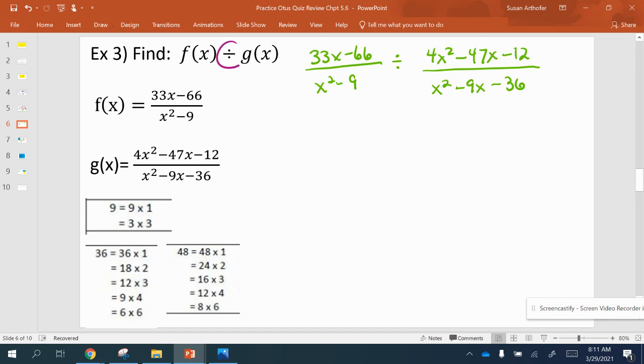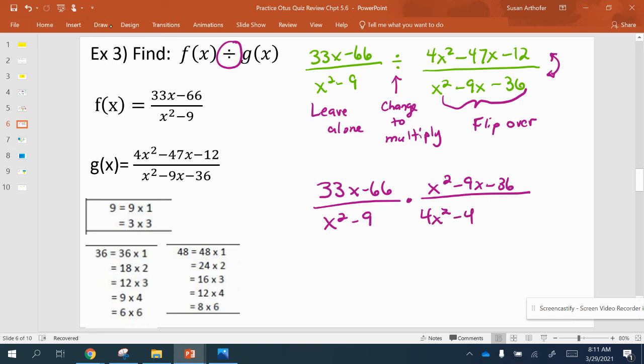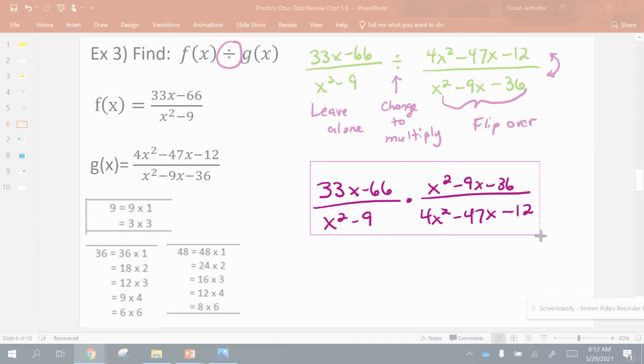Okay, so when you have division, you leave the front fraction alone. You change it to multiply, and this entire back fraction, you flip. So now we need to rewrite this again. Leave the front one alone. Change it to multiply and flip over the back fraction. That is the rule that you use when you are doing division.